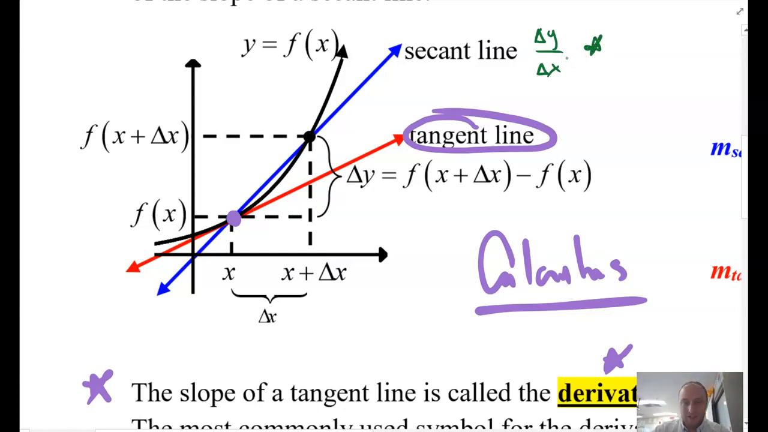So what I want to do is go to what we call delta x here, the distance between my 2 points, from here to here. What I want to do is shrink this distance. I'm going to calculate the slope between these 2 points. So you can see my x values are pushing towards x.